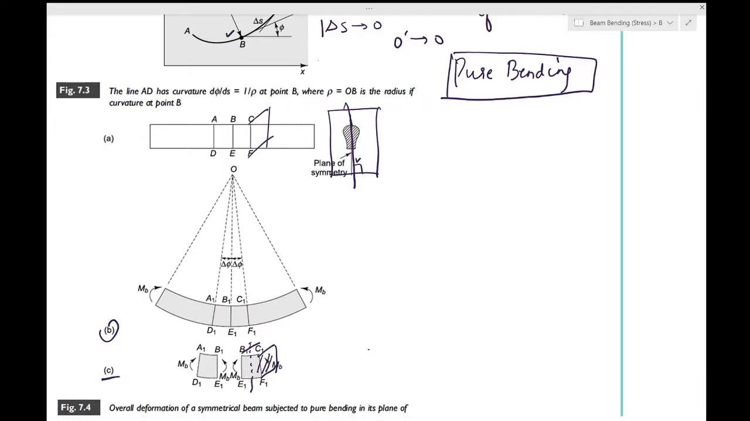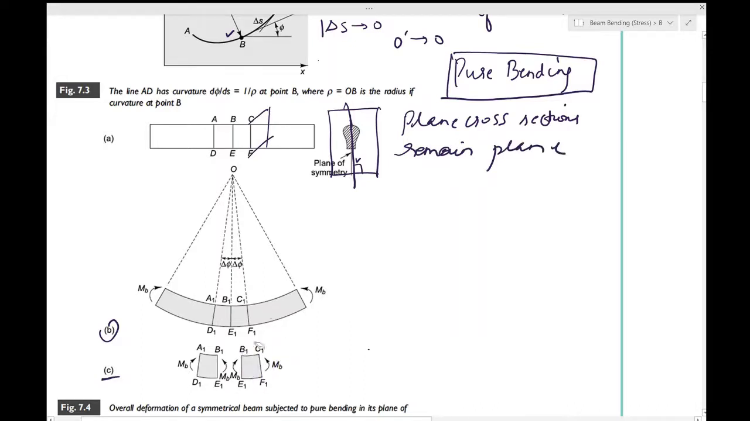So in pure bending, in a plane of symmetry, plane cross sections remain plane. This is how we know that these planes haven't actually curved. So that is why you show them by the straight lines A1D1, B1E1 and C1F1.